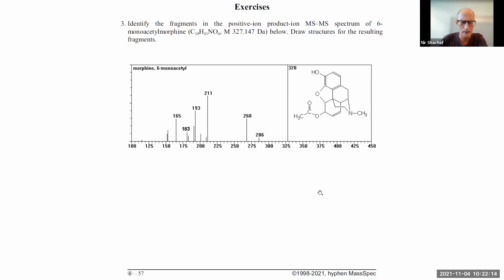And then it's kind of sequential. 193 is the loss of water from 211. Then there are basically two symmetric pairs of fragments, namely 183 and 165, that are losses of 28 from 211 and 193 correspondingly. But I'm not sure exactly what this 28 neutral loss is.